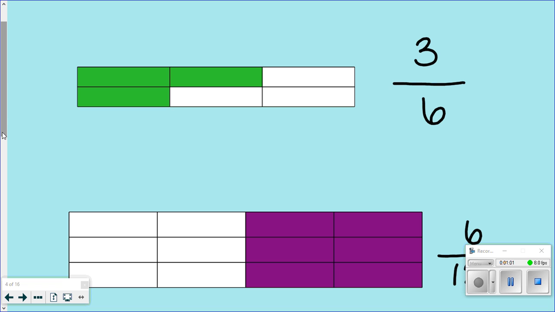Each time you count a piece of a fraction, you are counting what we call unit fractions. Again, each time you count a piece of a fraction, you are counting unit fractions. That's their name.